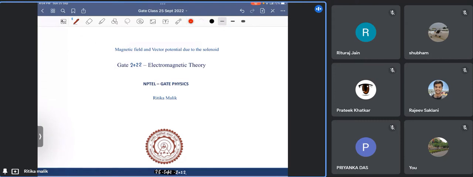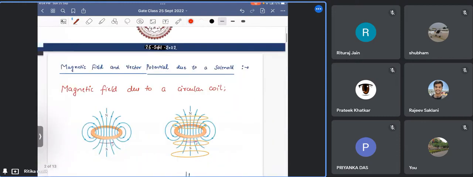So, hello everyone, welcome to the GATE NPTEL lecture course. Today we are going to study magnetic field and vector potential due to a solenoid, and then we will solve some questions based on this concept in previous GATE year question paper. So, with this thing, we will start it.